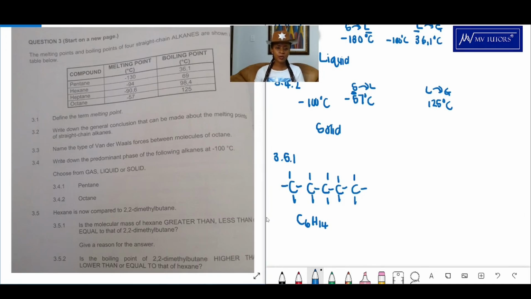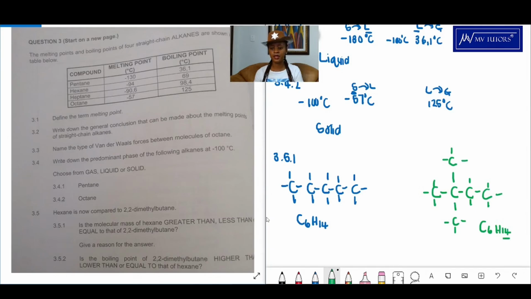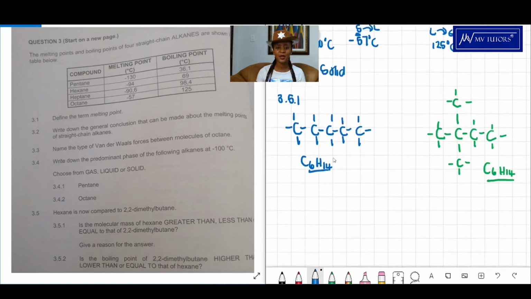And we're comparing it to 2,2 dimethyl butane. So I'm going to put 4 carbon atoms. On the second carbon, we have a methyl group. Okay, we also have another methyl group. Okay, and then we have our hydrogens there. All right, so still we have 6 carbons, and you can go count. It's 3 on top, 6, 9, 12, 14. So molecular formula is the same. All right, so now let's answer the questions. What do they want?